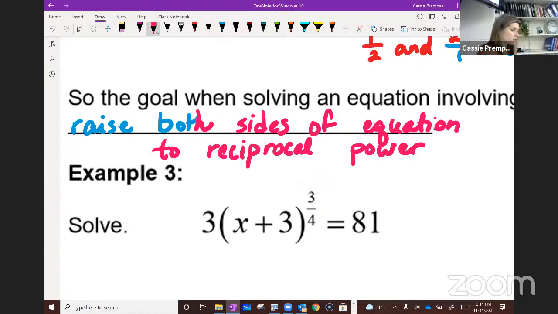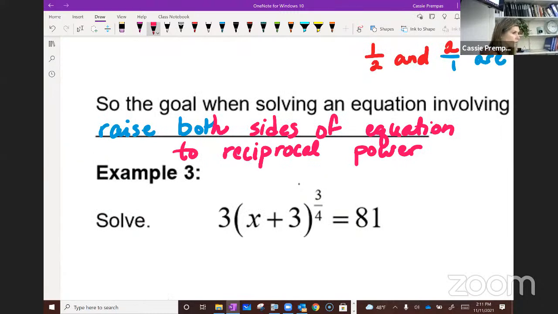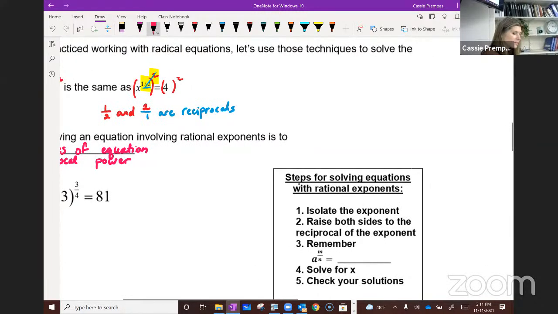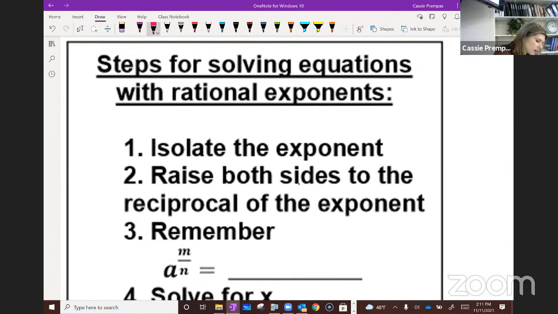Okay, the other important thing to make note of is since a fractional exponent is really just a radical, you still need to isolate that piece before you go about solving. If you look at number 1, it doesn't say isolate the radical, it says isolate the exponent. It really means isolate the exponential piece. So really, when you're looking at what is the exponential, you have to isolate the base raised to the exponent.